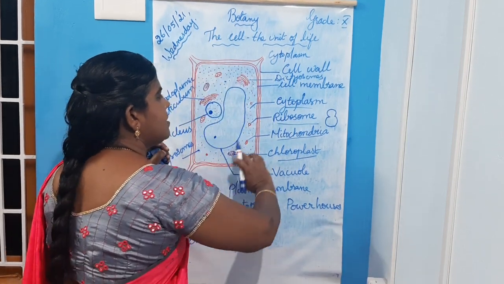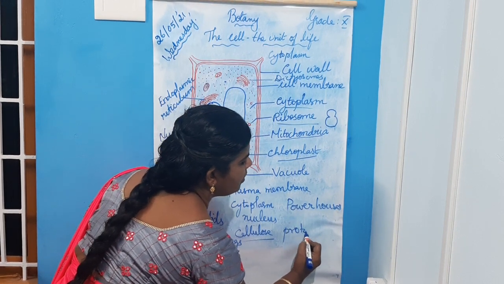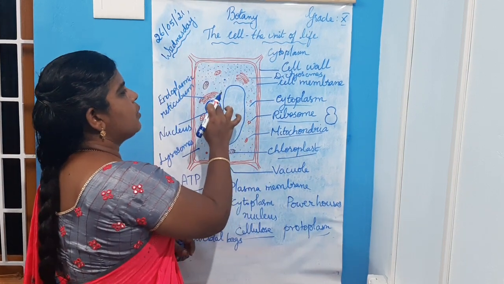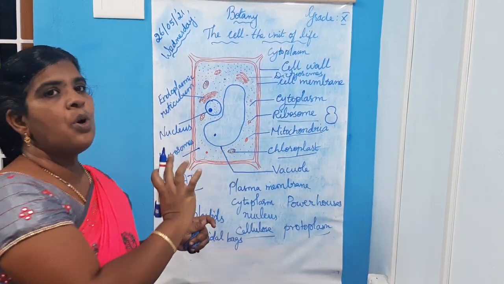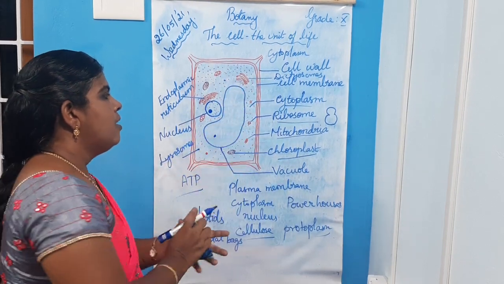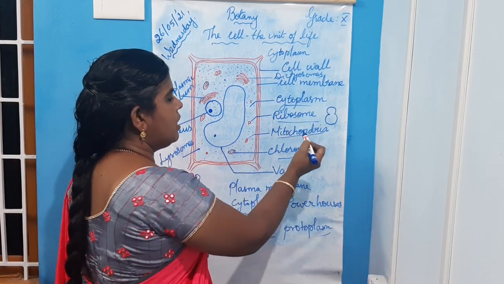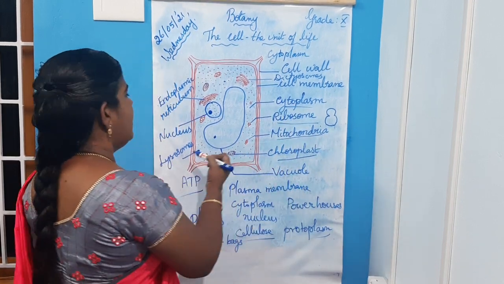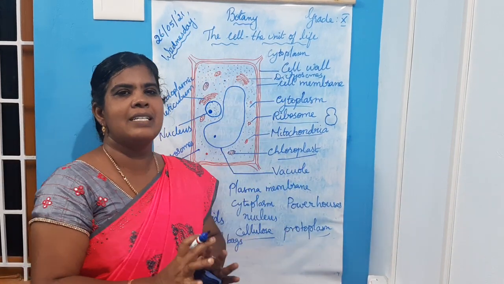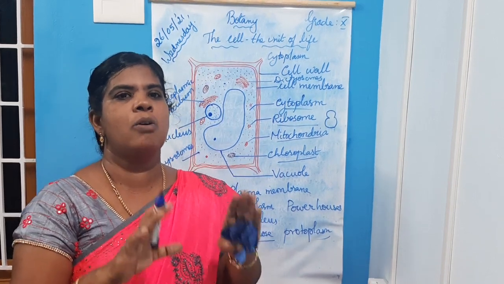The cytoplasm together with the nucleus is called protoplasm. Now, the organelles in the cytoplasm, such as ribosome, mitochondria, chloroplast, vacuole, lysosomes, endoplasmic reticulum, dictyosomes. These are the organelles present in the cytoplasm, so they are called cytoplasmic organelles.